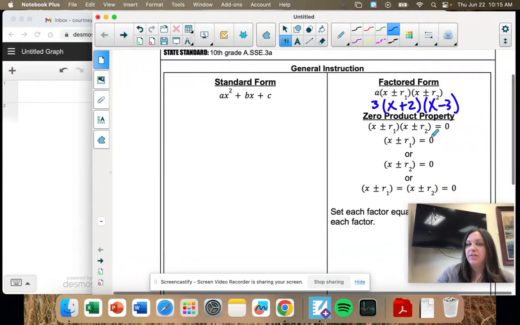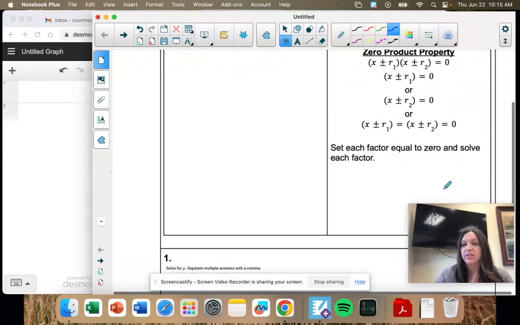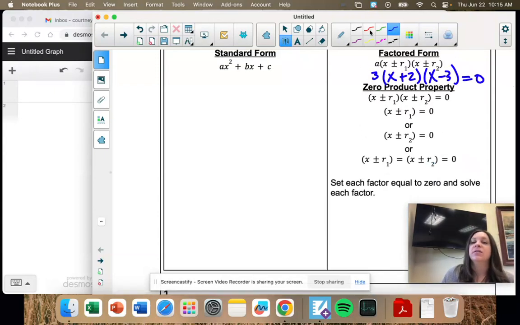So when we have something factored and it's an equation, we add an equals 0. So you can set one factor equal to 0 or the other factor equal to 0 or both factors equal to 0. So when we solve by factoring, we're going to set each factor equal to 0 and then solve each factor.